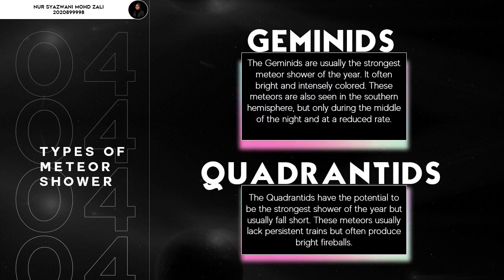Thirdly, Geminids. The Geminids are usually the strongest meteor shower of the year. It's often bright and intensely colored. These meteors are also seen in the southern hemisphere, but only during the middle of the night and at a reduced rate. Fourthly, Quadrantids. The Quadrantids have the potential to be the strongest shower of the year, but usually fall short. These meteors usually lack persistent trains but often produce bright fireballs.